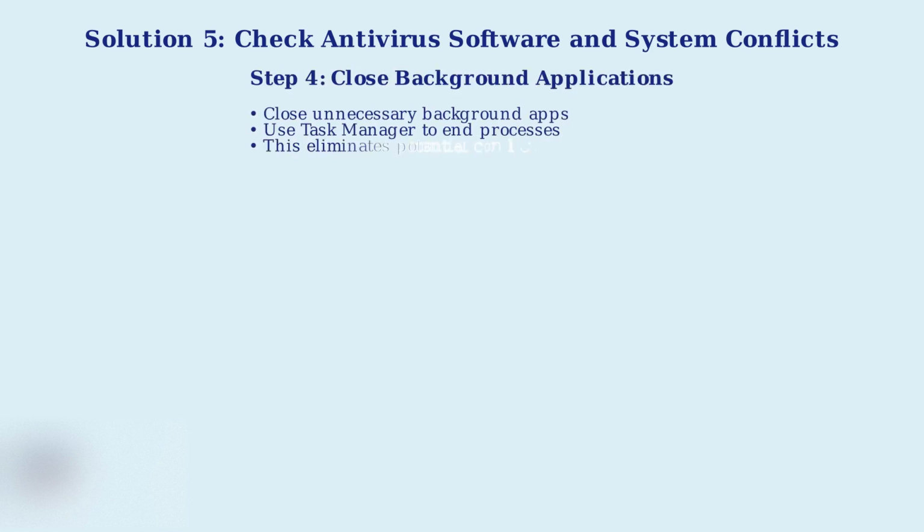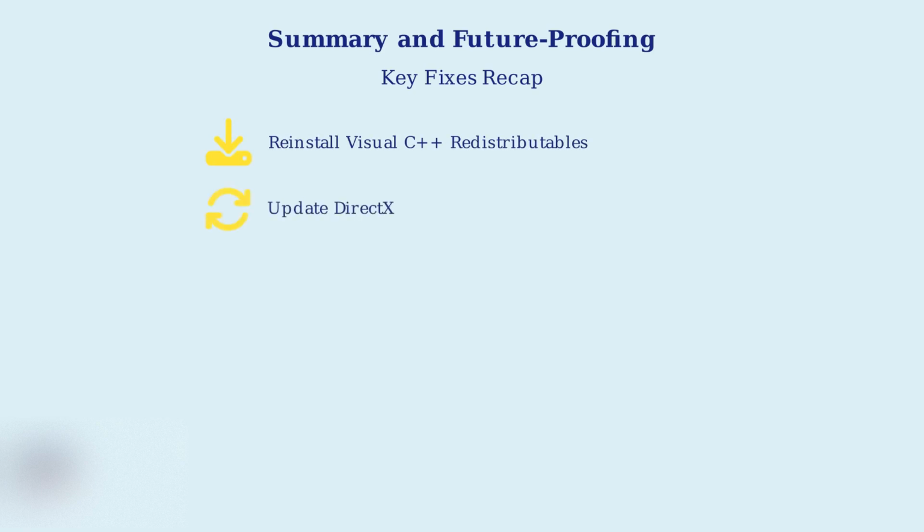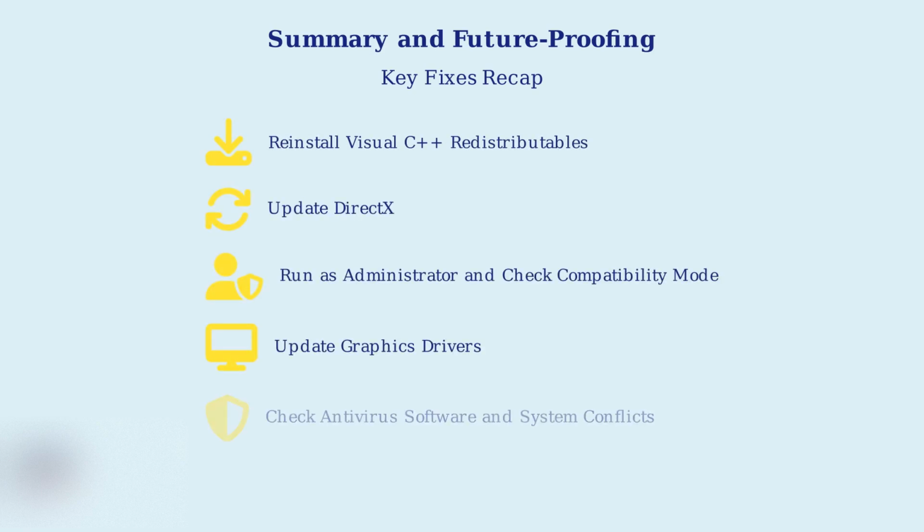Additionally, close any unnecessary background applications that might be conflicting with Terraria using the Task Manager. To summarize, error 0xc000007b in Terraria can be fixed by reinstalling Visual C++ redistributables, updating DirectX, running the game as administrator, updating graphics drivers, and checking for antivirus conflicts.